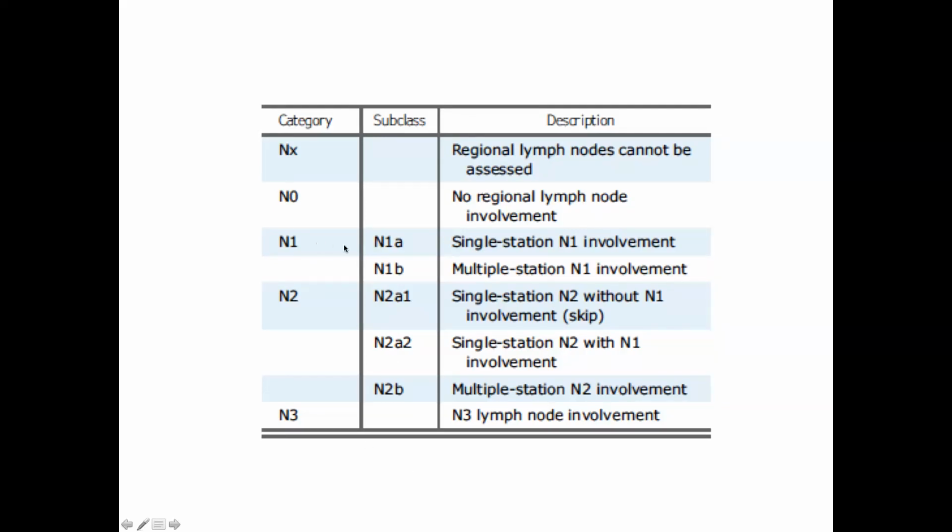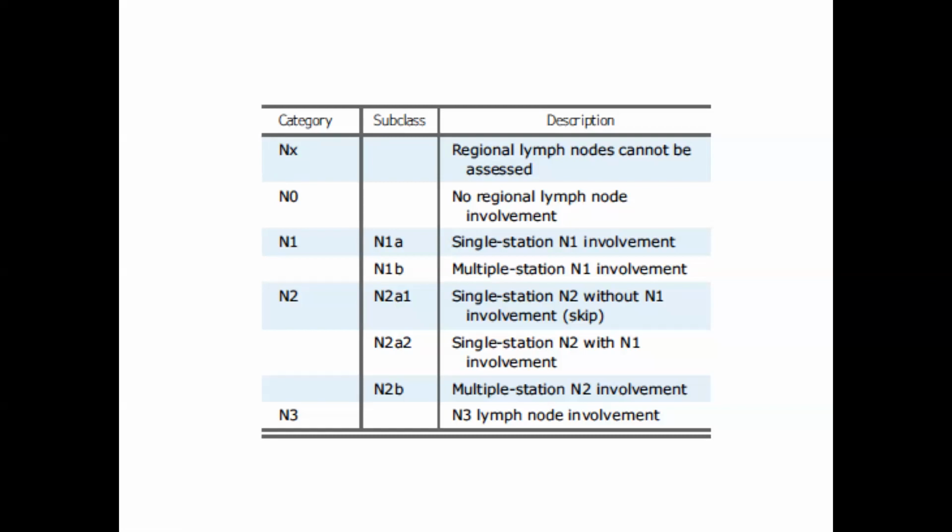N1. Suggestions that it may be worthwhile looking at single station N1 involvement, N1A, or multiple station N1 involvement, N1B. And likewise, N2 can be classified in a number of ways. N2A1 is a single station N2 without N1 involvement, so-called skip lesions.